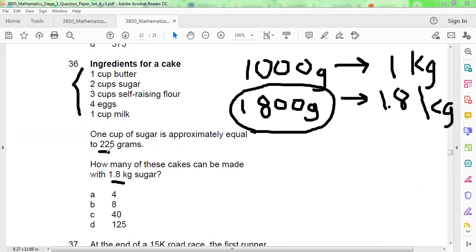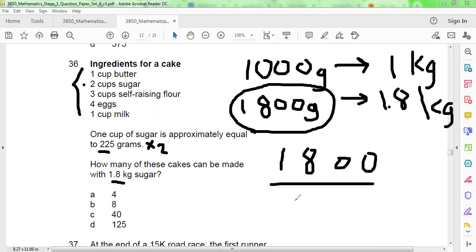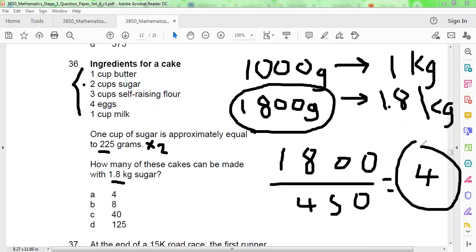1 cup of sugar is 225, but they use 2 cups. So we multiply that by 2. So 2 times 225 is 450. So to make 1 cake, we need 450 grams of sugar. But how much sugar do you have now? I have 1,800 grams of sugar. How much cake can I make out of that? Just divide 450 into 1,800, and you'll get 4. So we can get 4 cakes out of that amount of sugar.